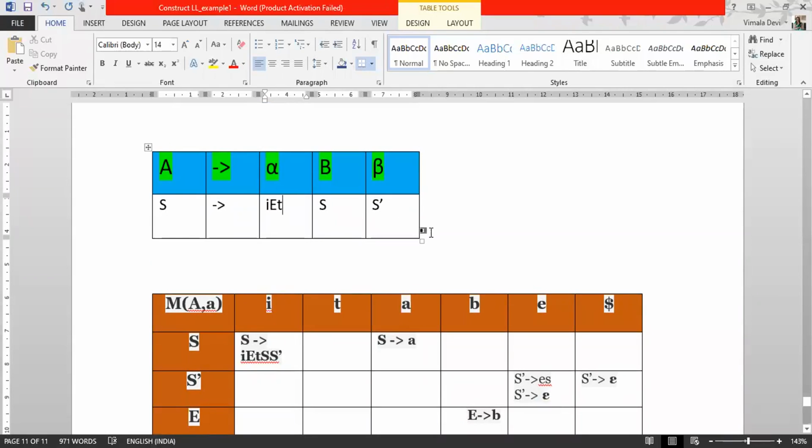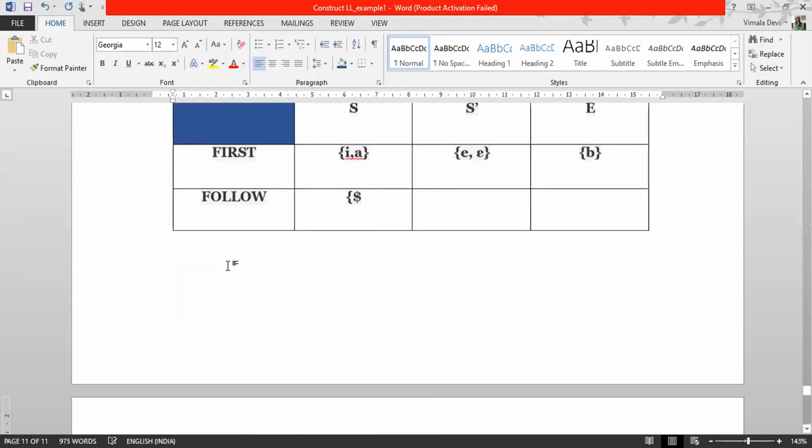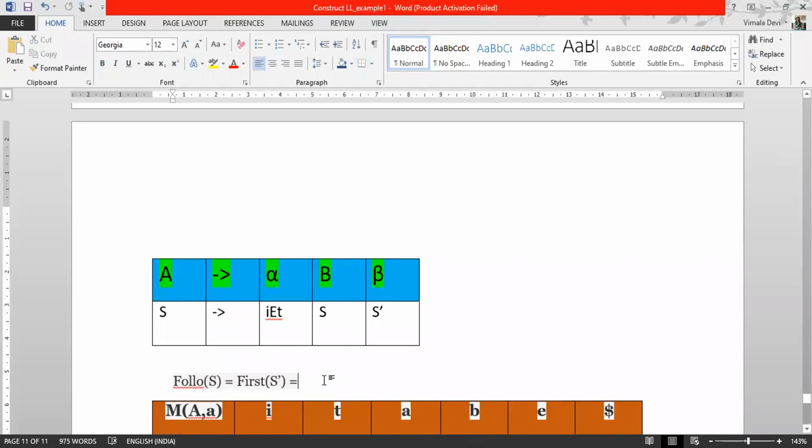Now tell me what is follow of S. There is a symbol in fact right after S. So how do you write the rule? It is first of S'. What is first of S'? We have already identified and kept. The first of S' is e as well as epsilon. So let me copy and write e as well as epsilon.